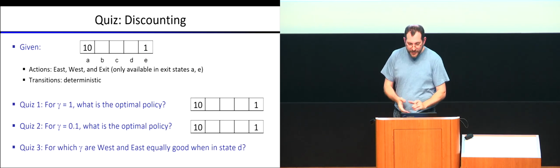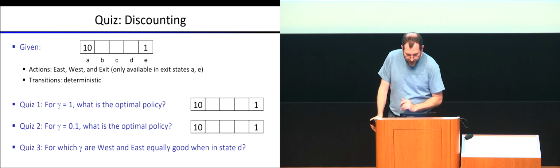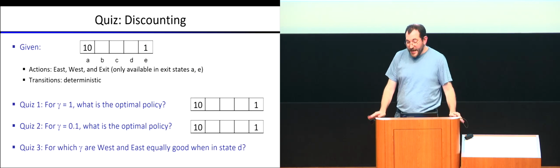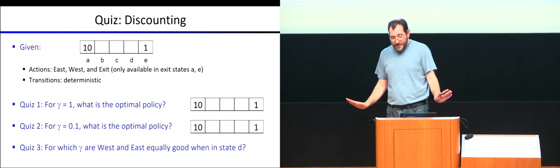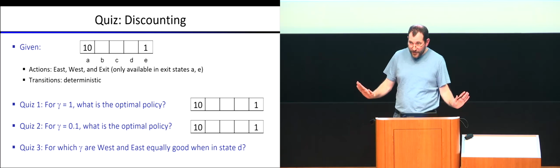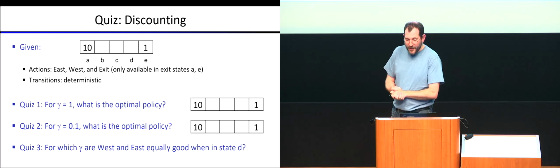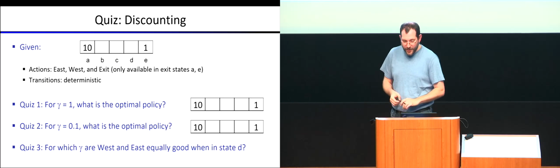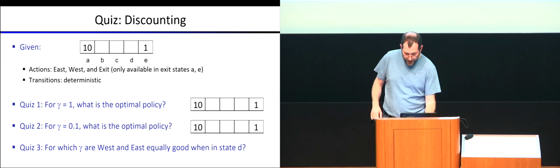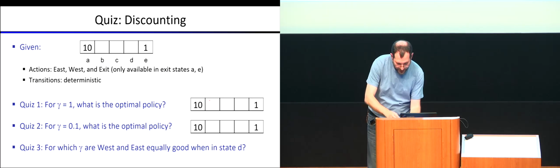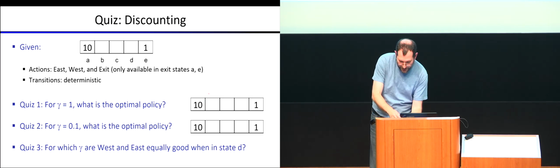Okay, let's do a quiz. Quiz on discounting. So this is a grid world. You can go east-west and exit. You can only exit at A and E. It's deterministic, so that if you go east, you'll actually go east. And if you exit at A, you get 10. If you exit at E, you get 1. If gamma is 1, what is the optimal policy? So what should I do, say, at B here?